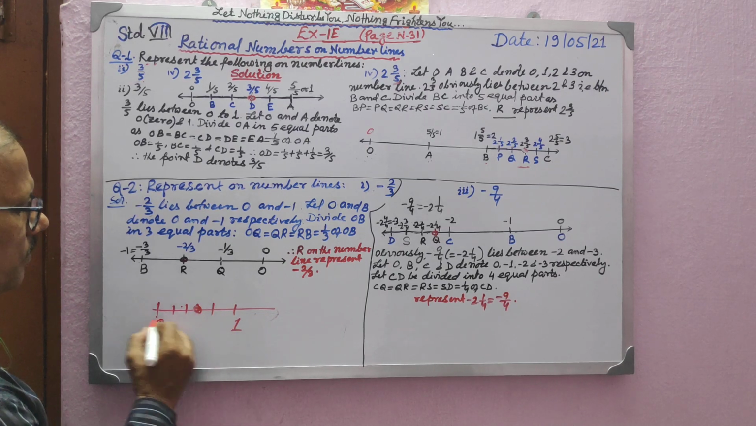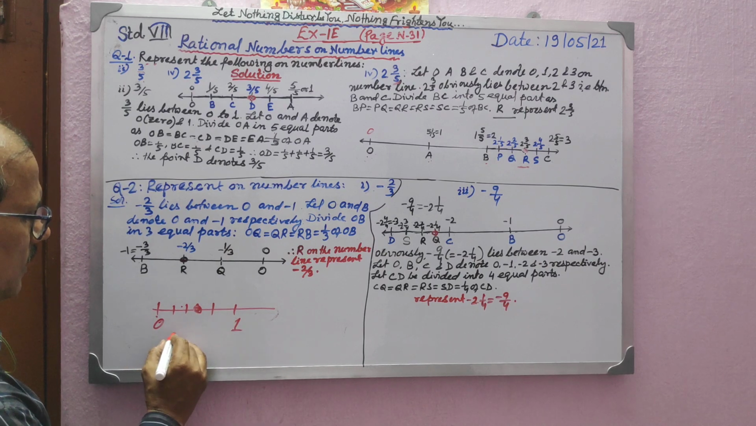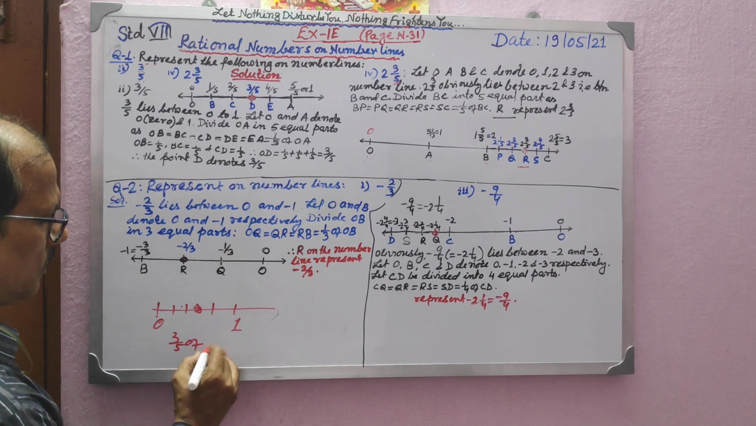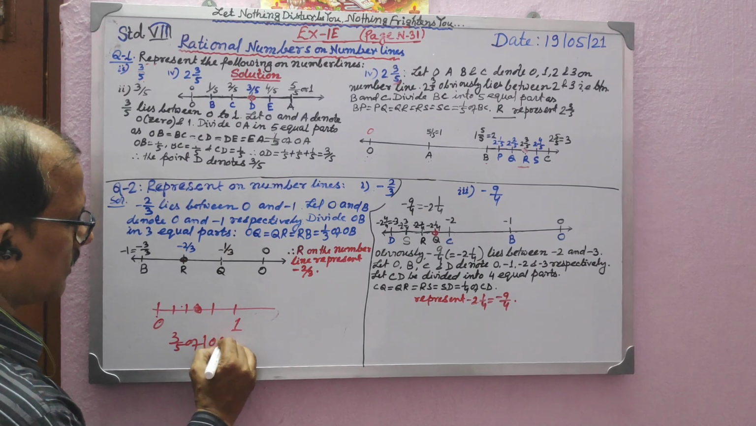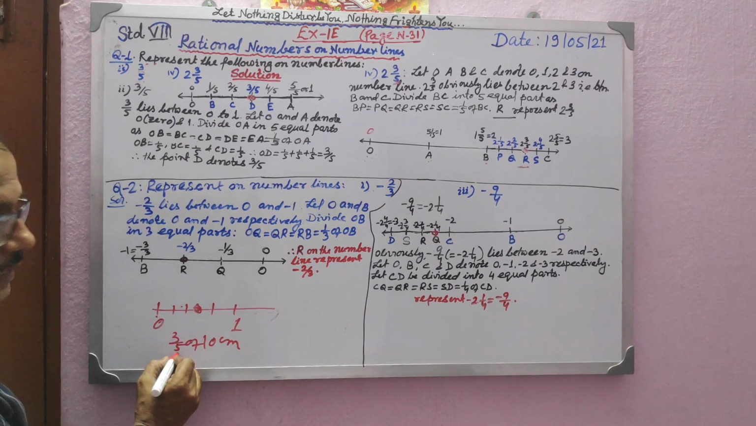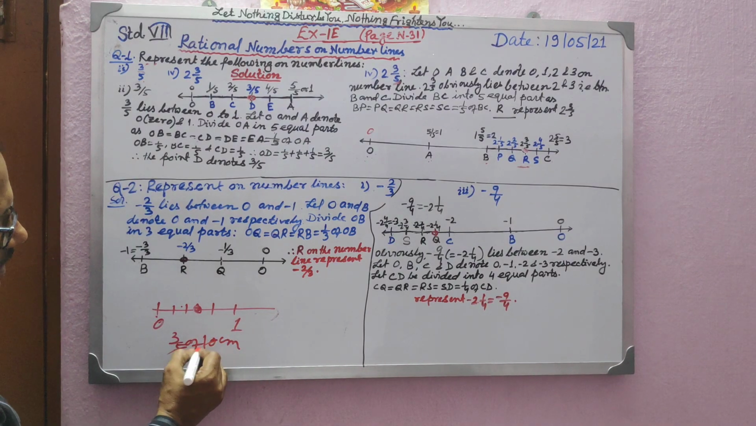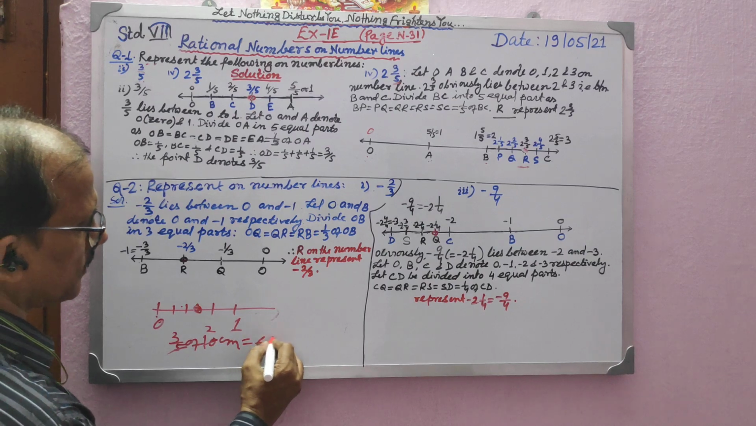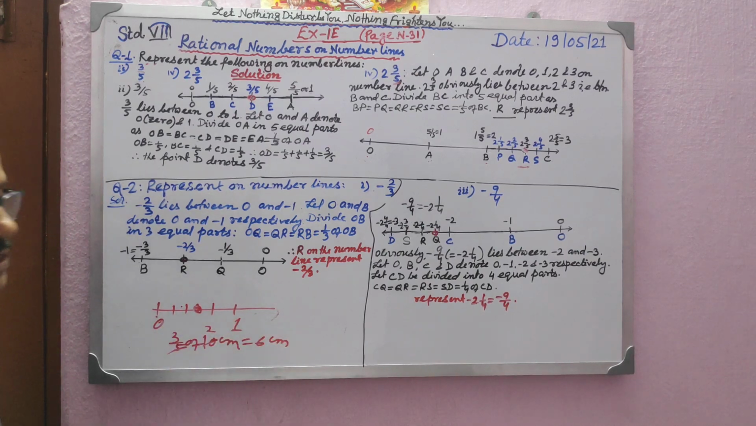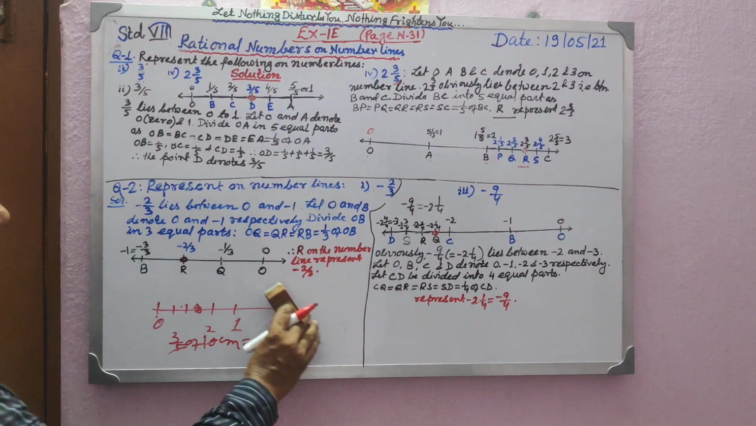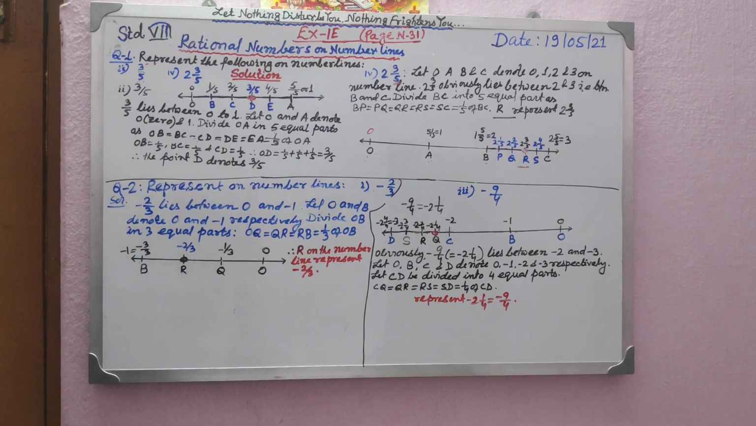3 by 5 will be how much? If it is 1 centimeter, then 3 by 5 of 10 centimeter is equal to y. This will easily cancel, so it will be 6 centimeter from the origin. From 0 it will lie just 6 centimeter. Could you understand me? So we will do number lines.